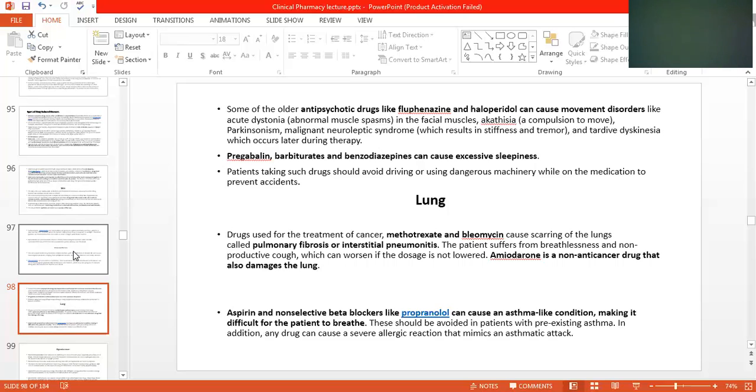Aspirin and non-selective beta blockers like propranolol can cause an asthmatic-like condition, making it difficult for the patient to breathe. These should be avoided in patients with pre-existing asthma. In addition, any drug can cause a severe allergic reaction that mimics an asthmatic attack. So we have to keep all these considerations in mind before starting any treatment.